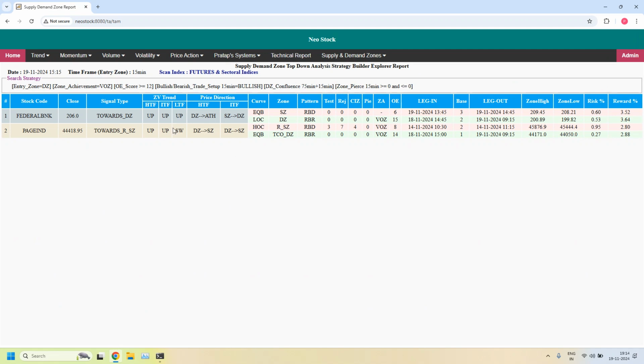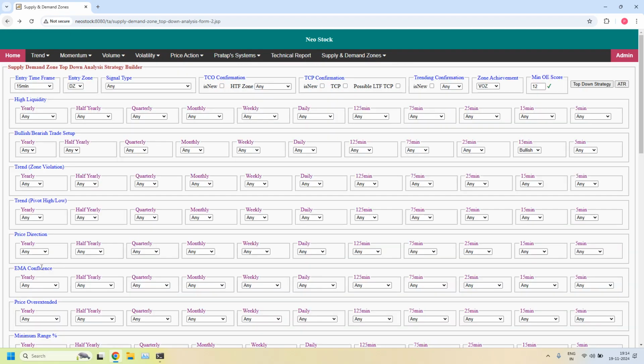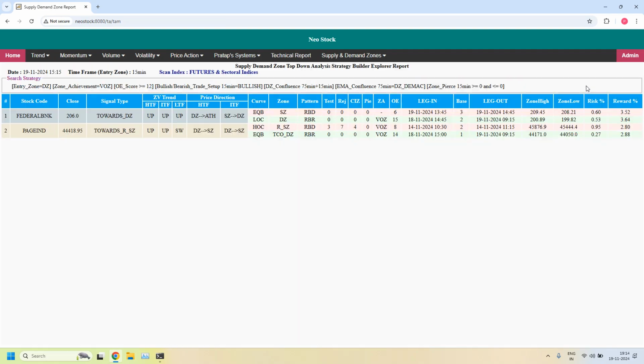If any of these stocks are having 75 minutes demand zone with daily EMA confluence, there could be even more high probability setup. Let's verify. In the EMA confluence, 75 minutes time frame, that is ITF time frame, 75 minutes demand zone with daily EMA confluence. We got both the stocks. That means both are even more high probability setup supported stocks. These demand zones.